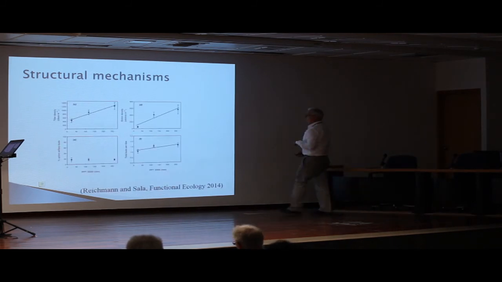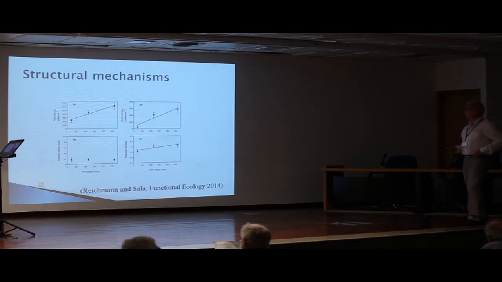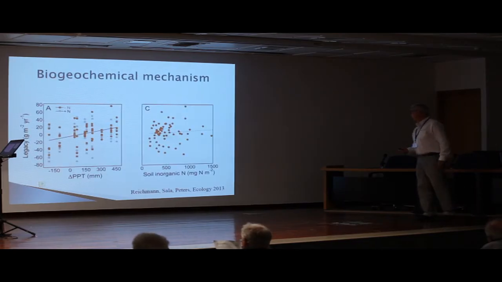We looked at different components of structure: tiller density, stolons, and the different reproductive organs that different plants have. We found a relationship between precipitation and tiller density, stolon density, and total buds per tiller, but very little with other forms of the structure. So some parts of these reproductive structures are very flexible, and some of them are very rigid.